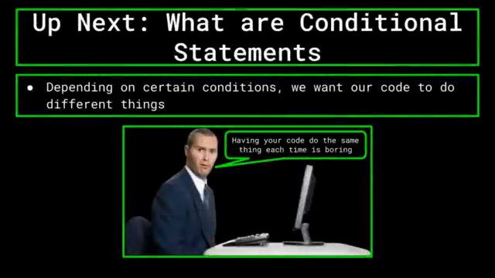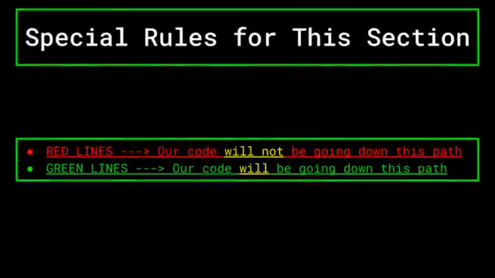Next, we'll be moving on to conditional statements, which at their core are statements that change the path of our code depending on certain conditions. For the sake of keeping things simple, for this section, red lines will connote that our code will not be following the specific path, and green lines will mean that our code is following the path.